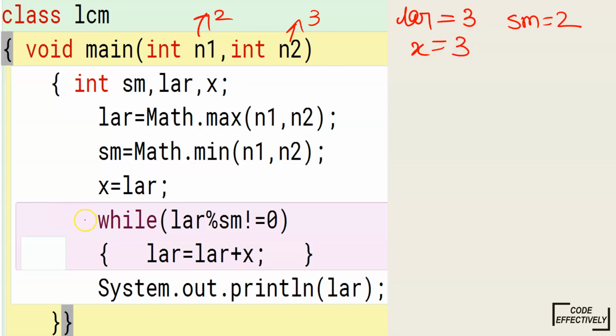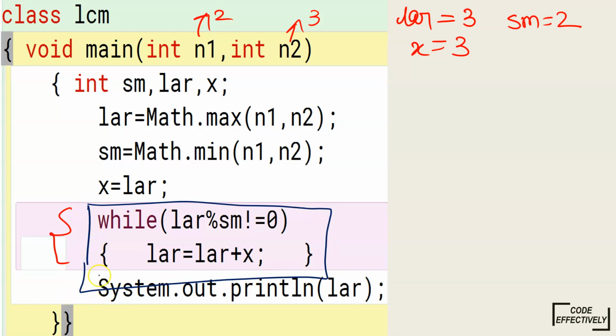Now let's start. This is the line of code that will help you to find out the LCM. Let me change the ink and highlight it for you. This is the line of code that will help you find the LCM. The rest are all basic things.